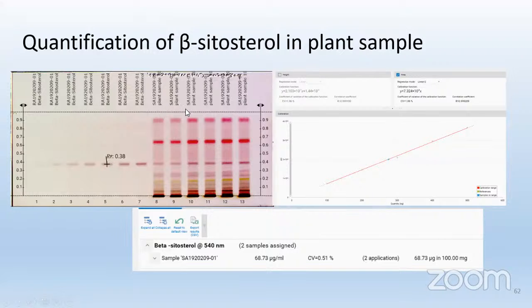In this case, we did not even know the name of the plant, what plant sample had been given to us. But still we have developed the method. You can see that we have got very good separation for beta sitosterol. This is the calibration graph which is plotted automatically by the software, and this is how you get the final result. 68.73 µg beta sitosterol is present in 100 milligram of my sample.